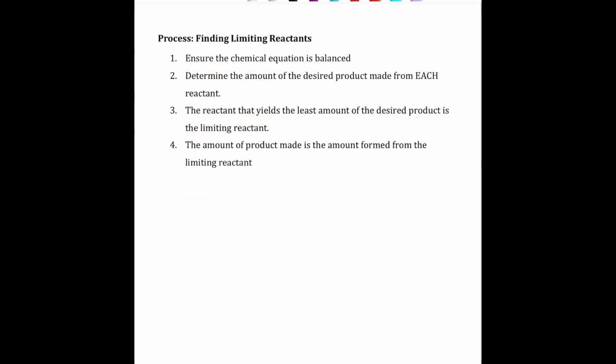To find the limiting reactant when we're working with substances we're not used to, first we need to make sure we have a balanced chemical equation. If it's not balanced, then we don't have the proper mole ratios that we're going to need to do stoichiometry.